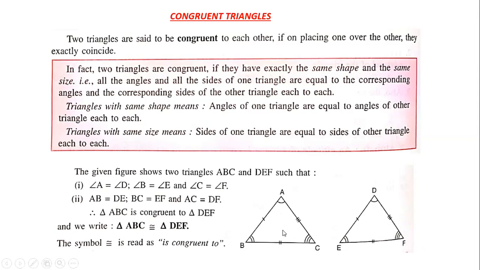See, the given figure shows the two triangles ABC and DEF. As we have studied, angle A is equal to angle D, angle B is equal to angle E, angle C is equal to angle F, AB is equal to DE, BC is equal to EF, AC is equal to DF. Then triangle ABC is congruent to triangle DEF. And this is the symbol for "is congruent to". This symbol is read as "is congruent to".